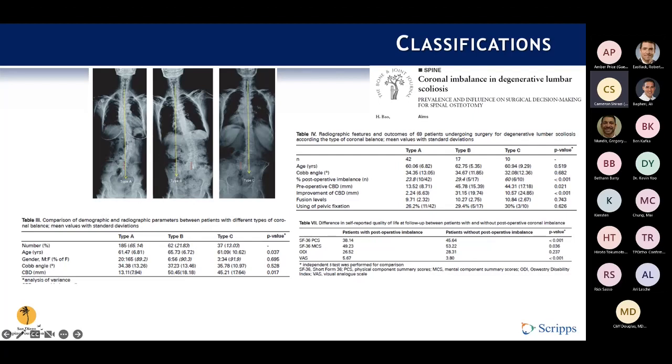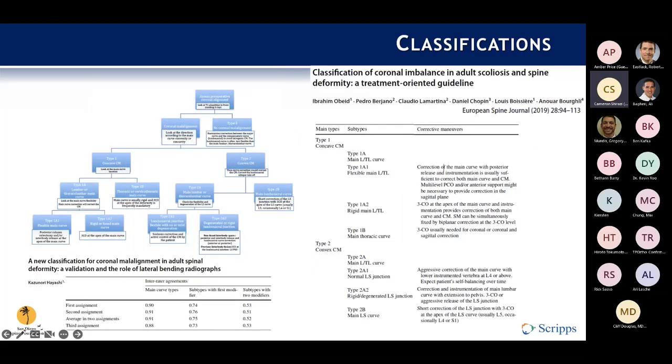Another note from that is that when correcting type C imbalance, an asymmetric osteotomy to correct the deformity at the apex may actually worsen the coronal imbalance. So they recommend a leveling procedure below L4, restoring the horizontal level of L4-5 prior to correcting the concave side of the main curve. And one more. Yep. So this is that study.